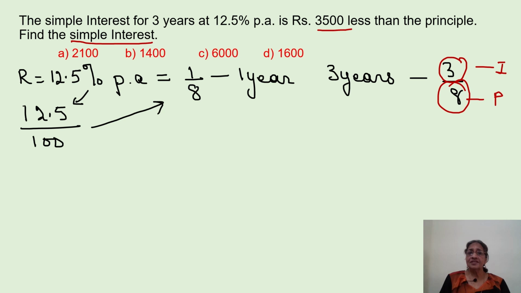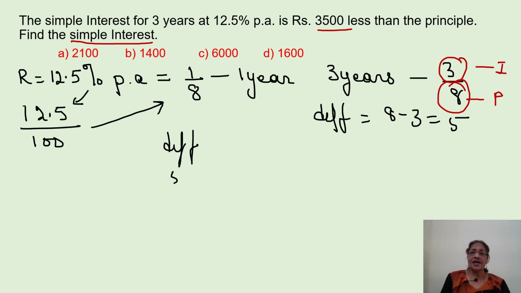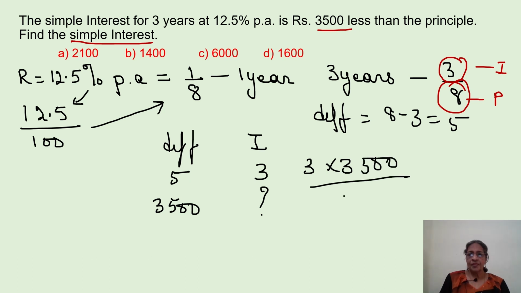So let's find how much is the difference here. The difference is 8 minus 3, which is 5. So if the difference is 5, now we are asked for the simple interest. So the simple interest here is 3. If the difference is 3,500, how much is the interest? See how simple it has become? And your answer is 2,100.